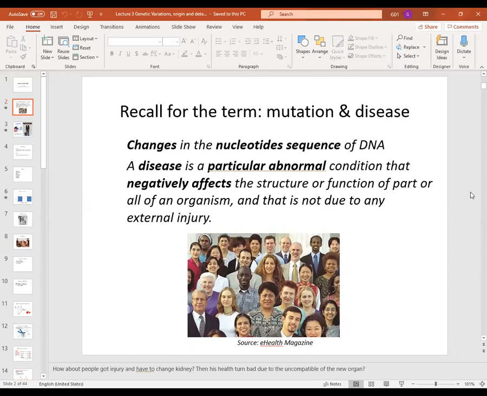I'll try to remind you a little bit about the term mutation in disease. So the mutation is simple, right? A change in the nucleotide sequence of DNA is a mutation. It's simple. Like in the first lesson, we discussed this shortly. So for the change in the nucleotide sequence, we have many levels.